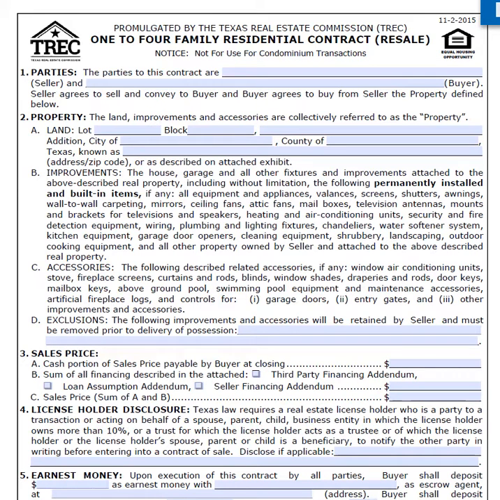Welcome to the explanation page by page of the TREC 1 to 4 Family Residential Contract. This is Ann LaCusta and I'm your broker. This is going to be a quick bullet point summary of page 1 of the contract.